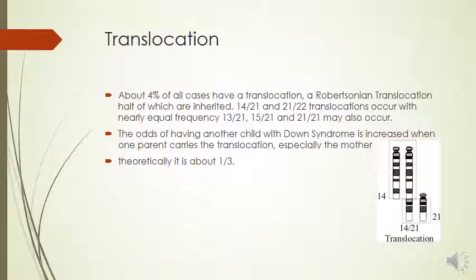About 4% of all cases have a translocation, a Robertsonian translocation, half of which are inherited. 14;21 and 21;22 translocations occur with nearly equal frequency. However, translocations between chromosomes 13 or 15 and 21 may also occur. The odds of having another child with Down syndrome is increased when one parent carries a translocation, especially the mother. Theoretically, it is about 1/3.